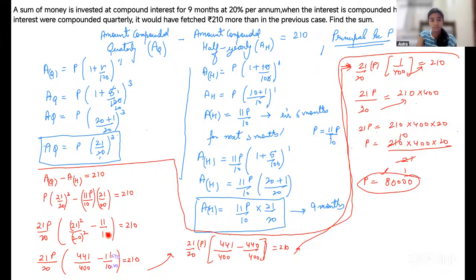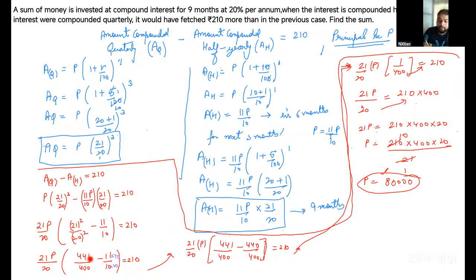So I understood. Okay. Now 21 upon 20 squared is basically 441 upon 400, since 20 squared is 400. And 11 upon 10 was already there. Now this is 400 and this is 10. I have to make the denominators the same. Now I will multiply this 10 by 40, so it becomes 400. If I am multiplying the denominator, I will multiply the numerator also. So it becomes 440 by 400, because both the denominators are the same.